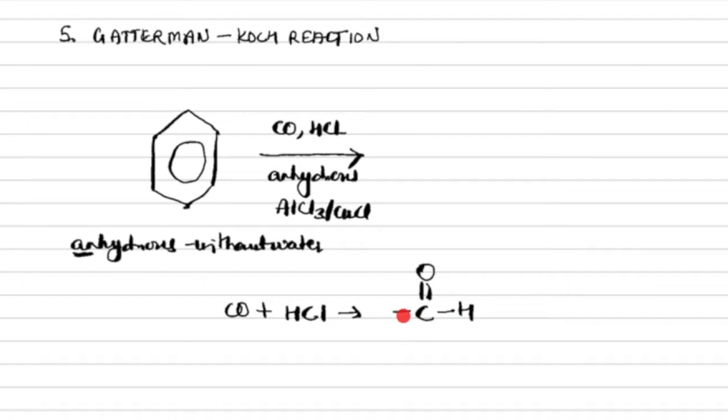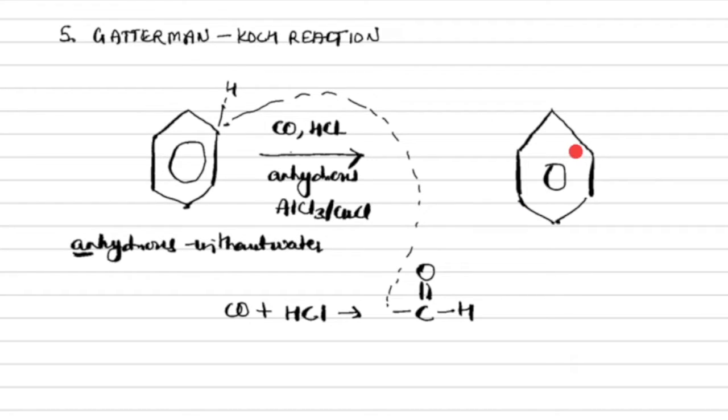And this guy will attack, and instead of one H attached, it will get attached here. So that is what will happen. Carbon monoxide and HCl will give us this structure, and this will attack benzene and remove the hydrogen which is attached with this carbon, and get attached, and we will get the final product like that. We got our aldehyde.